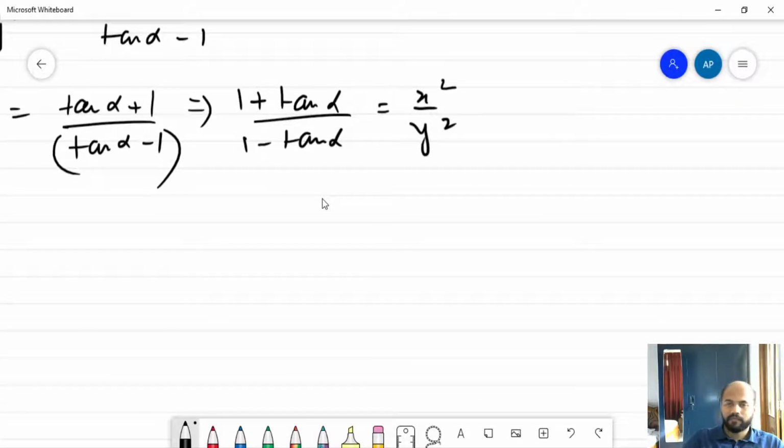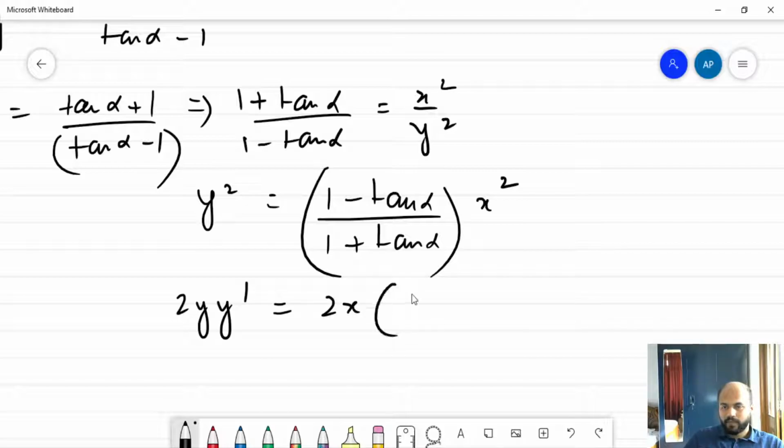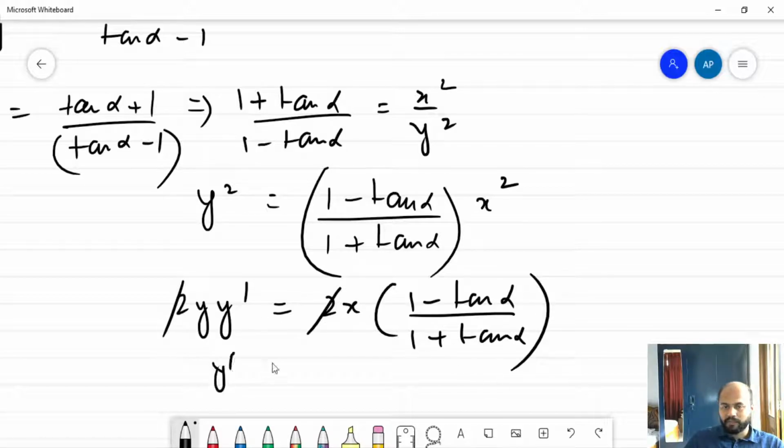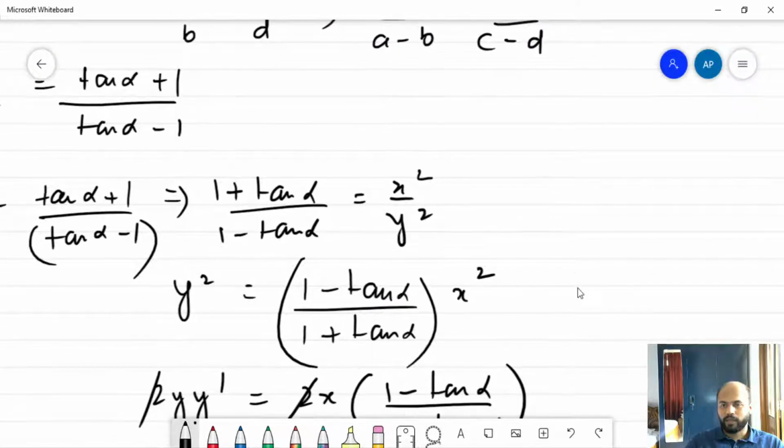Now let's take it that way. So what we are going to get is y square is equal to 1 minus tan alpha by 1 plus tan alpha. This alpha term, the entire term, is a constant. This is equal to x square. So taking the derivative on both sides, 2y y dash is 2x into 1 minus tan alpha by 1 plus tan alpha. So 2 and 2 get cancelled, and what we get is y dash is x by y, times this same alpha term. And that is precisely what we wanted to prove. So we are getting it, and this is a 3-mark question, which is quite simple.